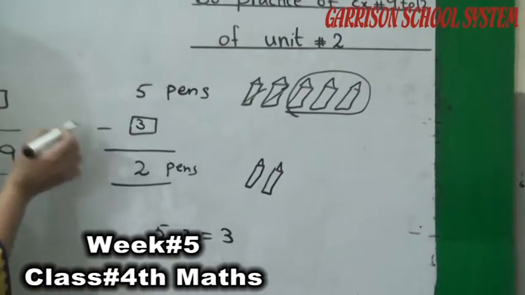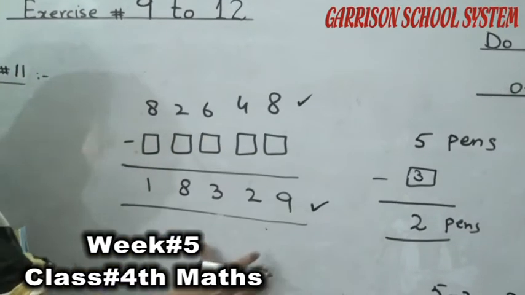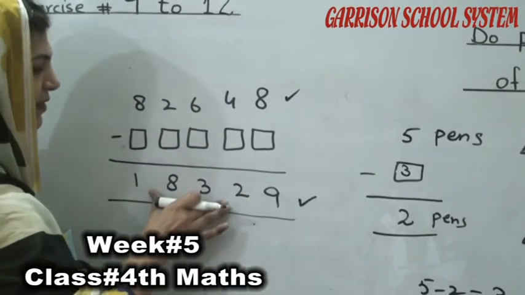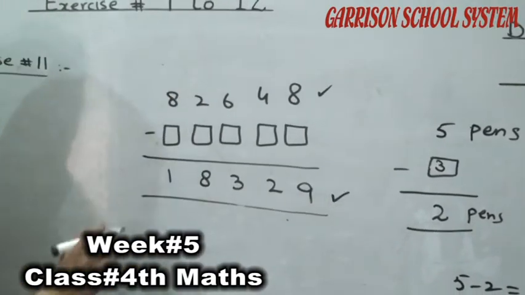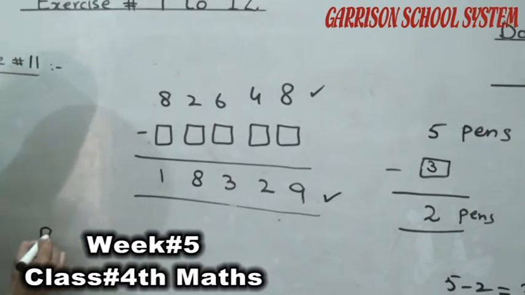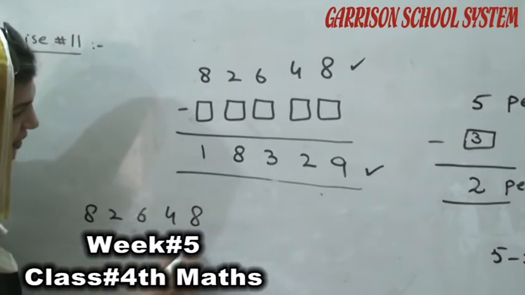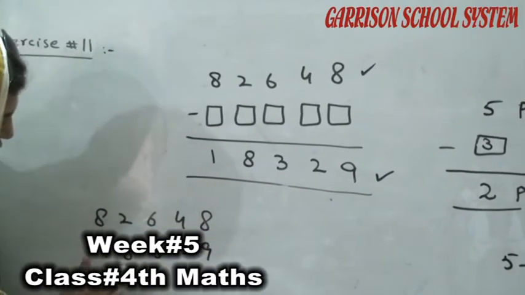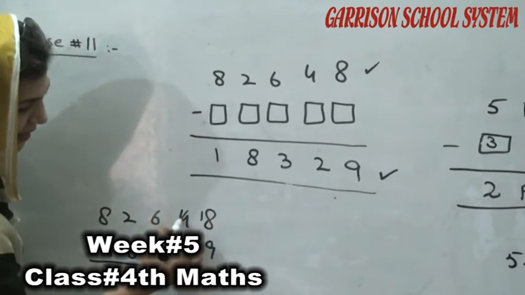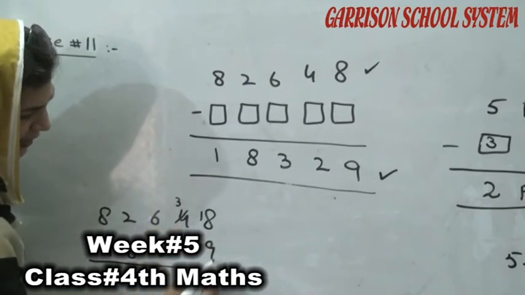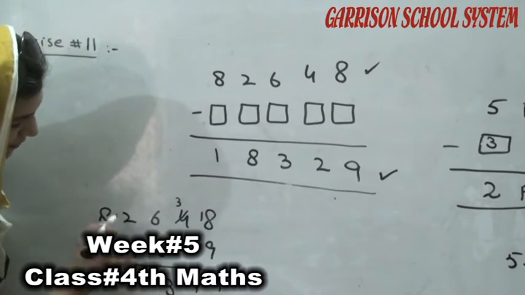Similarly, we subtract this amount from this amount. Okay? This number will be subtracted from this number, so that we can get the answer. So first of all, 8, 2, 6, 4, 8, and I will subtract this number 1, 8, 3, 2, 9. Okay? So when we subtract, we will carry here 18 and here will be 3. 18 minus 9, 9, 1, 3.